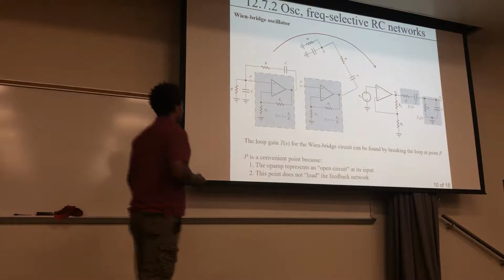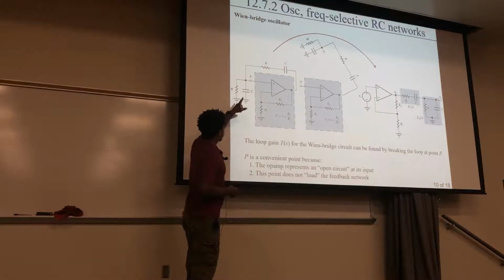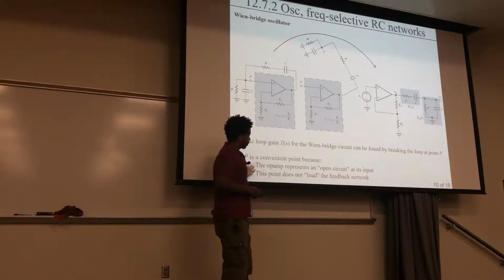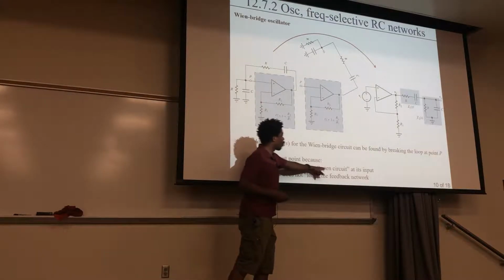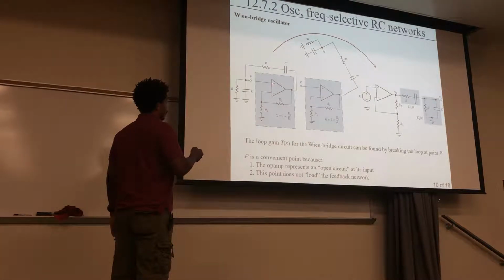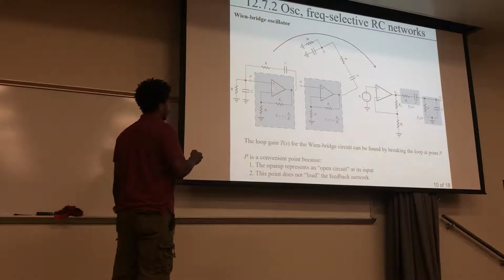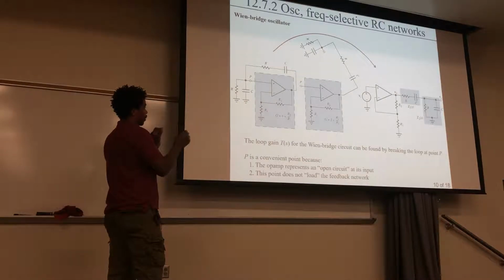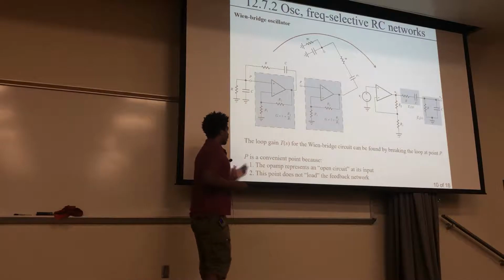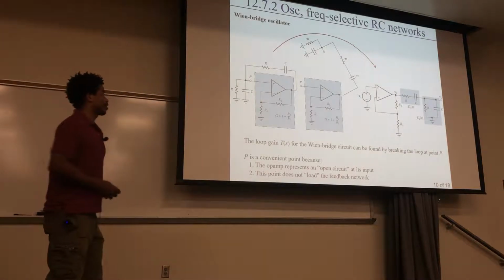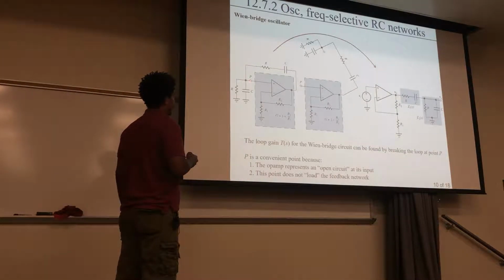Okay, so this point P is strategically chosen. It's very convenient for two reasons. The op amp represents an open circuit at its input, right? If it's ideal, this is like an infinite resistance between this node and that node. Or even if it's non-ideal, it's a huge resistance. So you can think of it as an open circuit with infinite resistance between two nodes. And also the point does not load the feedback network, so you don't think of it as a loading resistor on that thing. That's why this point right here is optimal.